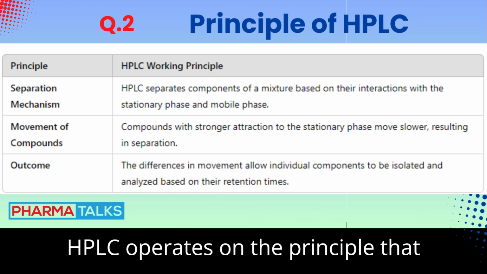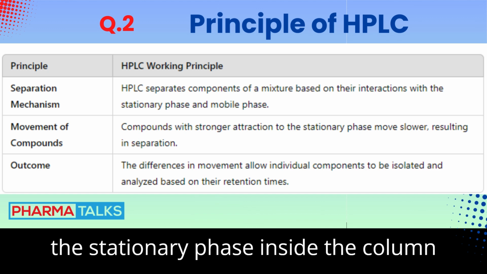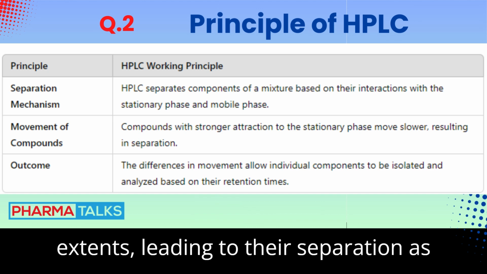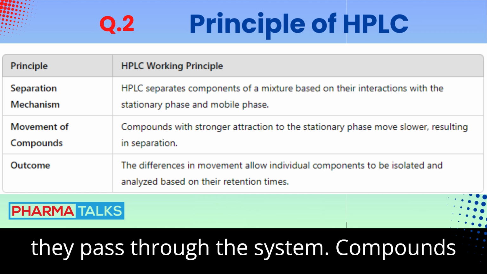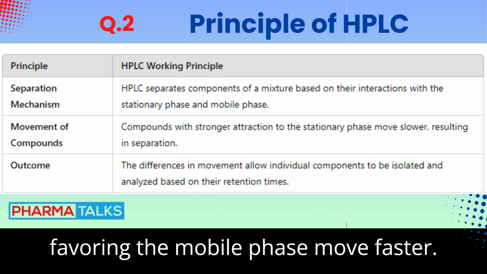Question 2. What is the principle of HPLC? Answer. HPLC operates on the principle that different compounds will interact with the stationary phase inside the column and mobile phase solvent to varying extents, leading to their separation as they pass through the system. Compounds with a stronger affinity for the stationary phase move slower, while those favoring the mobile phase move faster.